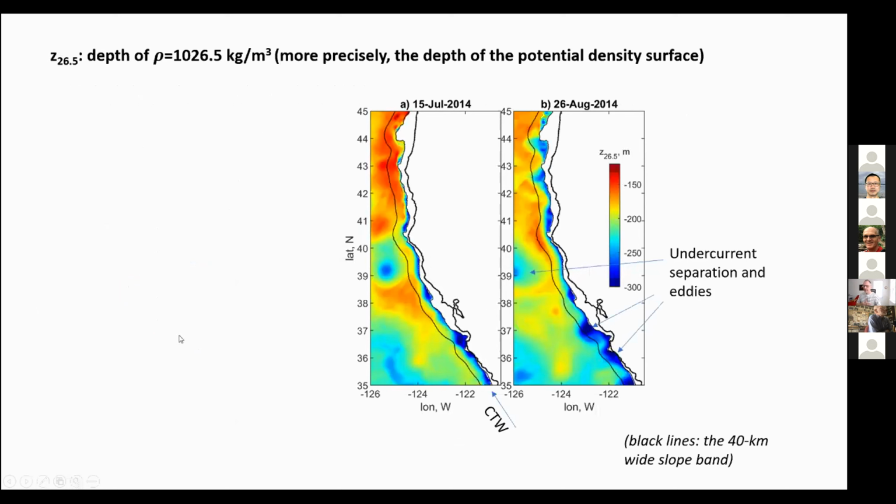So anyway, the sea surface height is elevated, and because of the El Nino, the isopycnal surfaces, the surfaces of constant density, are depressed down.